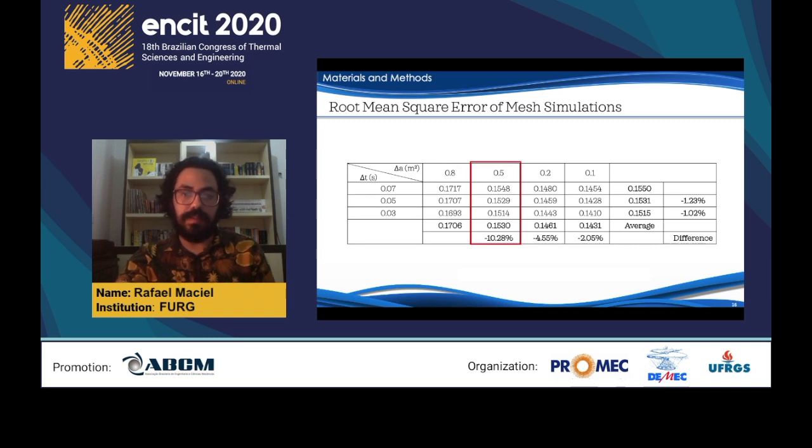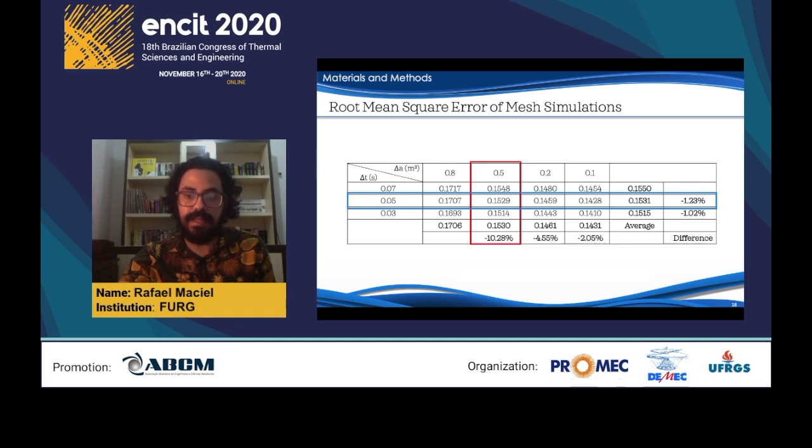For the time step, it's the same idea. From 0.07 seconds to 0.05 seconds, there was a decrease of 1.23% in the root mean square error, and from 0.05 to 0.03, there was a decrease of 1.02%. Ideally, the chosen configuration would be the most refined, however, there is the computational effort issue.